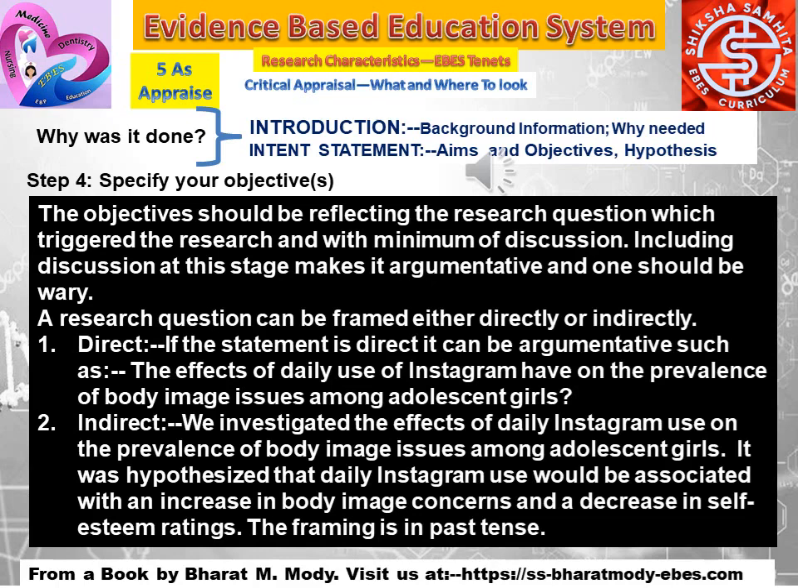For example, the effects of daily use of Instagram on the prevalence of body image issues among adolescent girls. So it is dealing with how Instagram can influence adolescent girls. The indirect version would be: Instagram use and the prevalence of body image issues were measured in adolescent girls. It was hypothesized that daily Instagram use is associated with an increase in body image concerns and a decrease in self-esteem. The framing is in the past tense, as compared to the direct one, which is argumentative, a direct statement in the present tense.